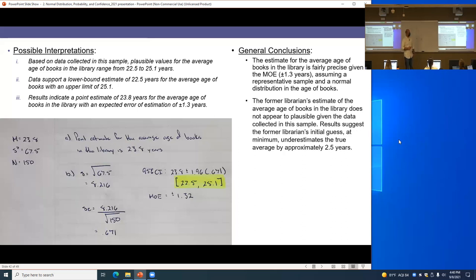We could say that the former librarian's estimate of the average age of books does not appear plausible given the data collected in this sample. Results suggest the former librarian's initial guess underestimates the average by at minimum about 2.5 years. So the old librarian was lowballing how old these books are. Teresa, why do I say that their estimate is not plausible?